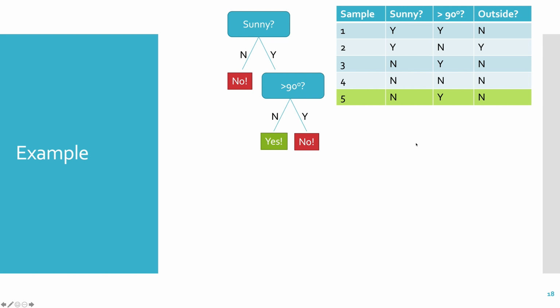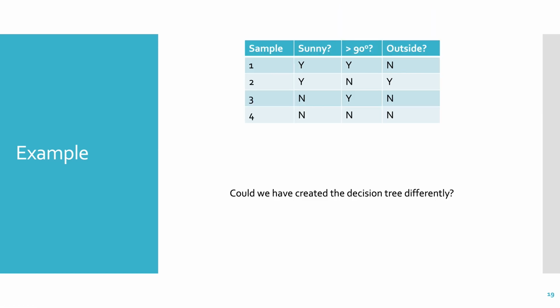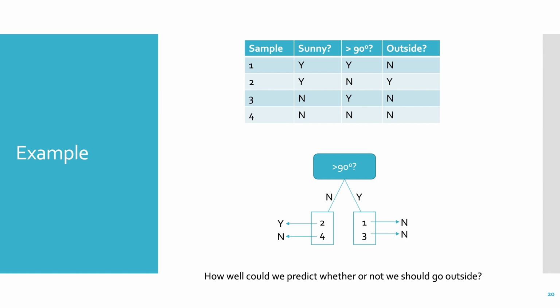This begs the question, could we have created the decision tree differently? And the answer is yes, absolutely. I arbitrarily chose to start with sunny, but we could start with 90 degrees. If we start with 90 degrees, no is on the left, yes is on the right, and we get 50% accuracy on the left and 100% accuracy on the right.